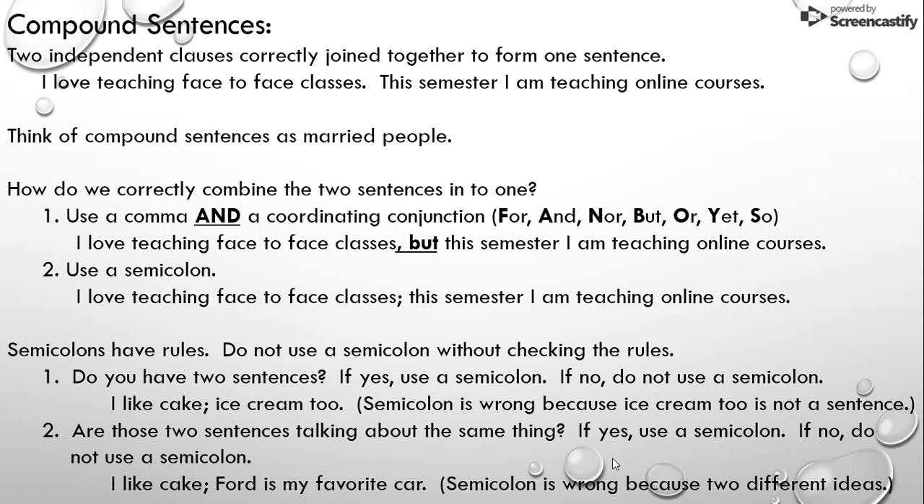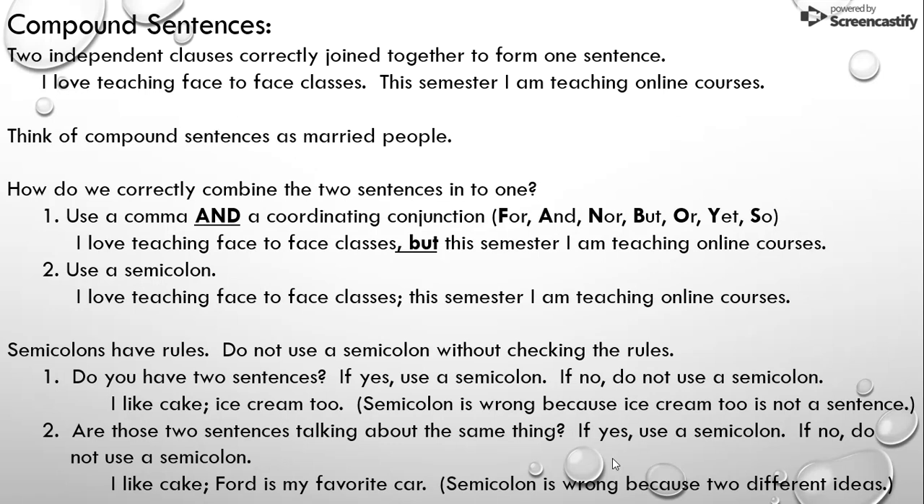The first way is to use a comma and a coordinating conjunction. And you see an example of the seven coordinating conjunctions in the English language there on your screen. Basically, what you do here is you take out the period that separated these two single sentences, you replace that period with a comma and a coordinating conjunction, and now these two simple sentences can be one.